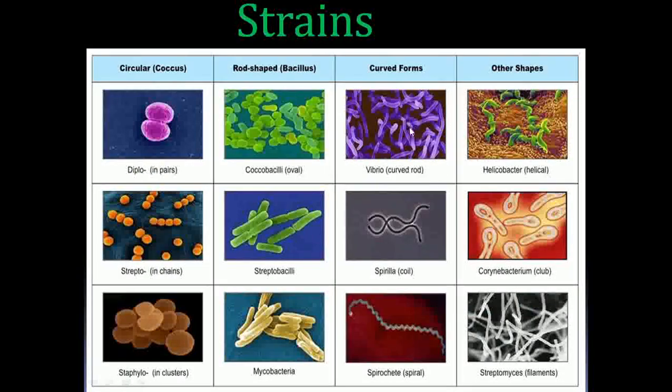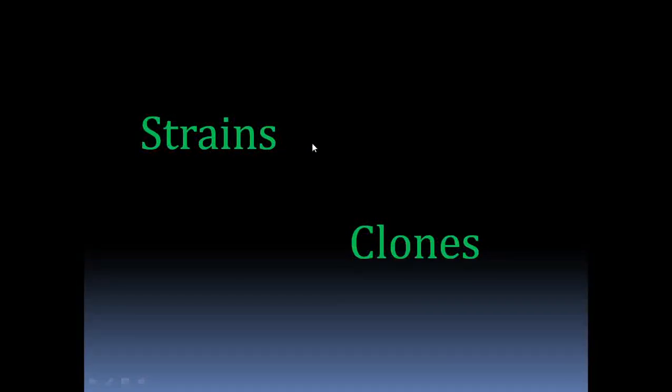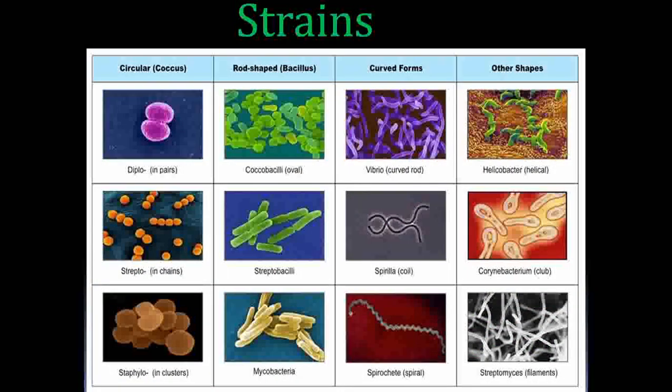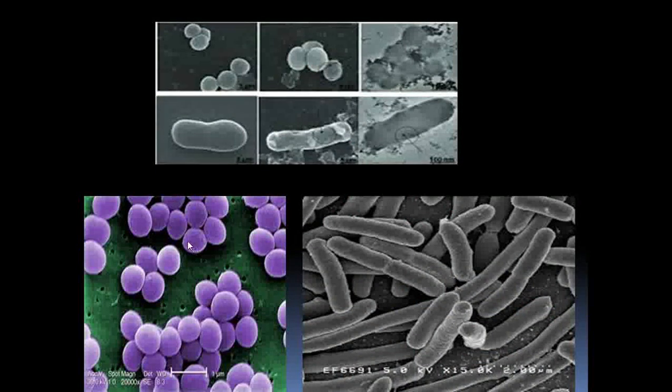So what do you understand by the terms strain and clone? A strain will be a population of the same cell type. It will be a population of those cells which have the same genetic constituent, along with the cell structure and shape. Next, you have a cell structure or a population. Here I can see this is a different strain and this is a different strain.